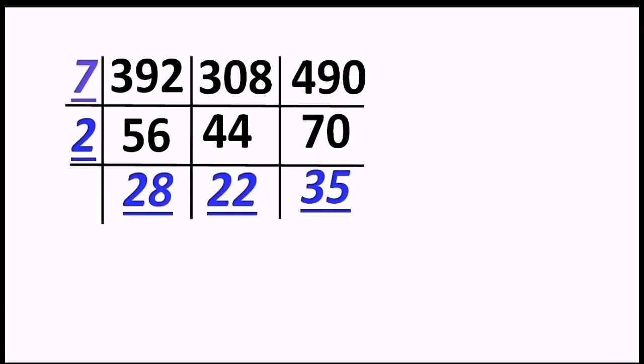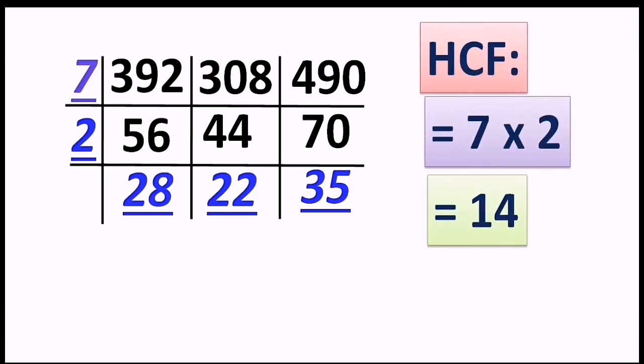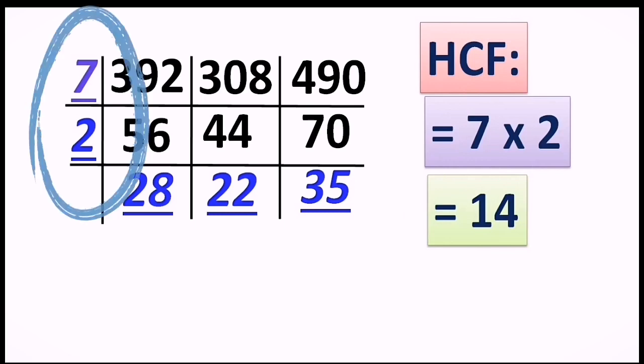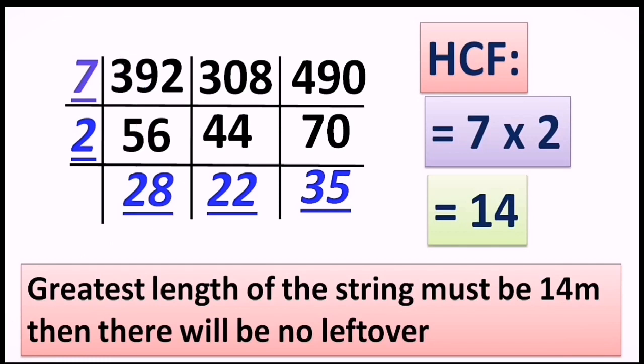For LCM, we would have taken all these 5 numbers, but I need to find only the GCD, the HCF, so I will take only the numbers on the extreme left, that is 7 and 2, right? And that makes our HCF 14, and the greatest length of the string must be 14 meters, and surely avoid the loss that would be made by using any other length. So this is how we have calculated the string.